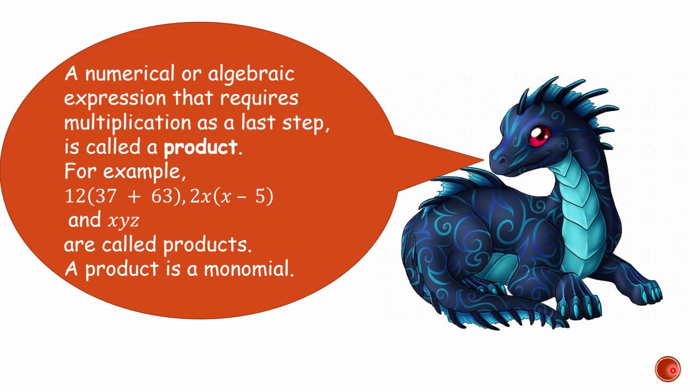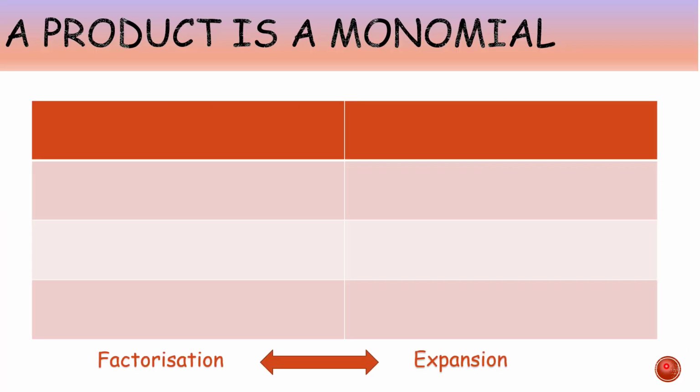A numerical algebraic expression that requires multiplication as a last step is called a product. For example, if you've got a number times a bracket, the word product means multiplication. So this is a product of 12 and the bracket. This is a product of 2x and the bracket. And x, y, and z, this is a product of x, y, and z. These are all called products. Now, a product is a monomial. Remember, it's one term.